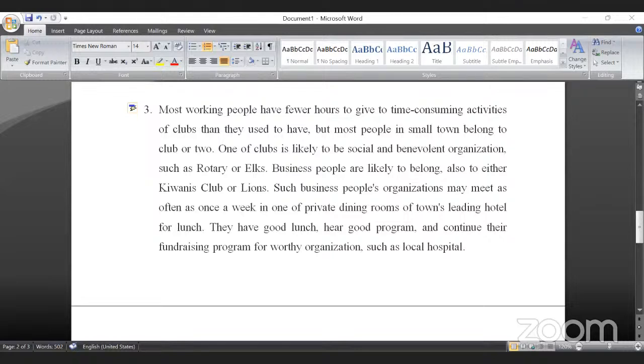The last sentence: they have a good lunch, hear a good program, and continue their fundraising program for a worthy organization such as a local hospital.